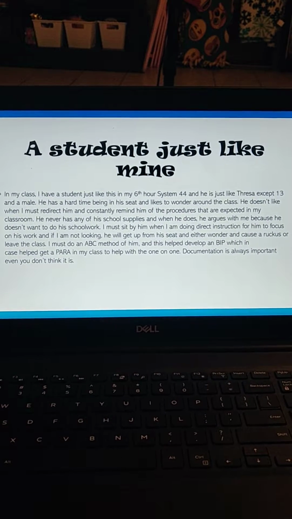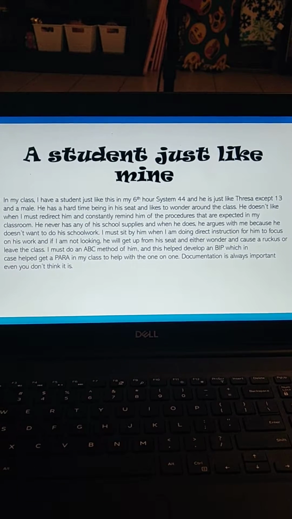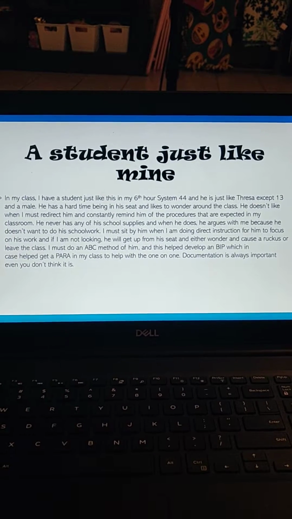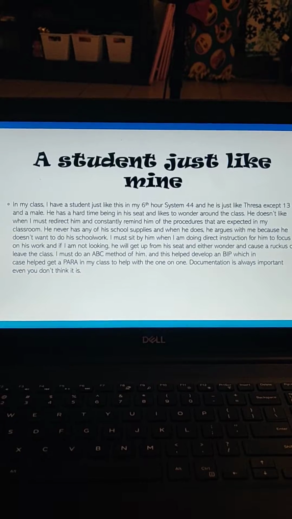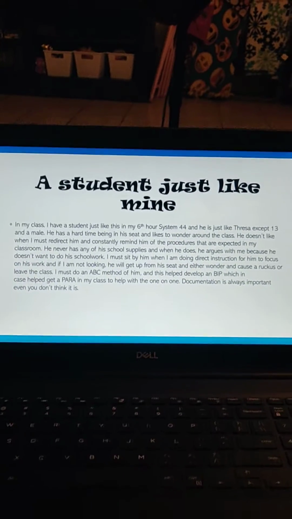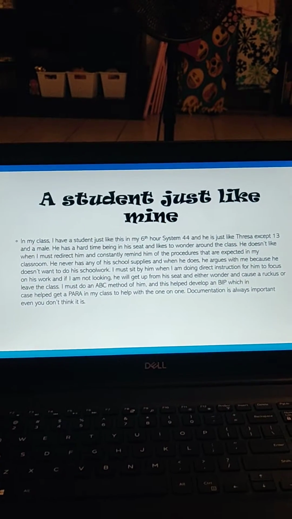I've had to do multiple ABC methods on him, and it has helped develop a BIP, in which, in his case, I got a pair in my class to help with his one-on-one. Documentation is always important, even if you don't think it is. So the pair that I've been able to have in my class with this student has greatly helped.